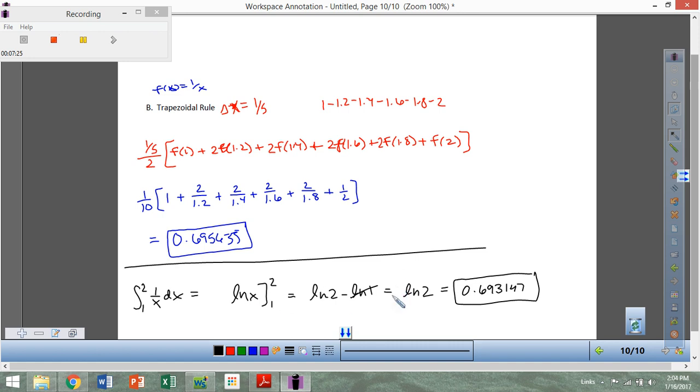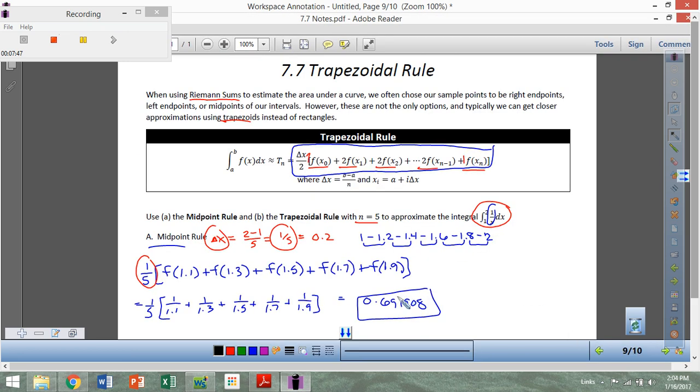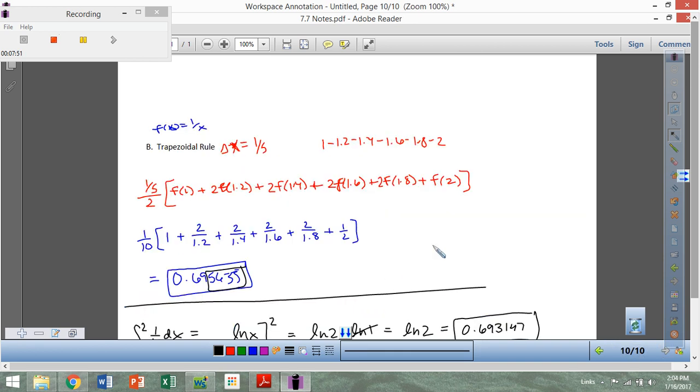So this is the actual area under the curve, and you may ask, why do we need to estimate if I can evaluate the integral? Let's say this function wasn't something that I could integrate easily. I want to be able to estimate. But they were both close. In this case, the trapezoidal rule gave us an overestimate. The 5635 is a little bigger than 3147, and the midpoint gave us an underestimate. But they're both pretty close.